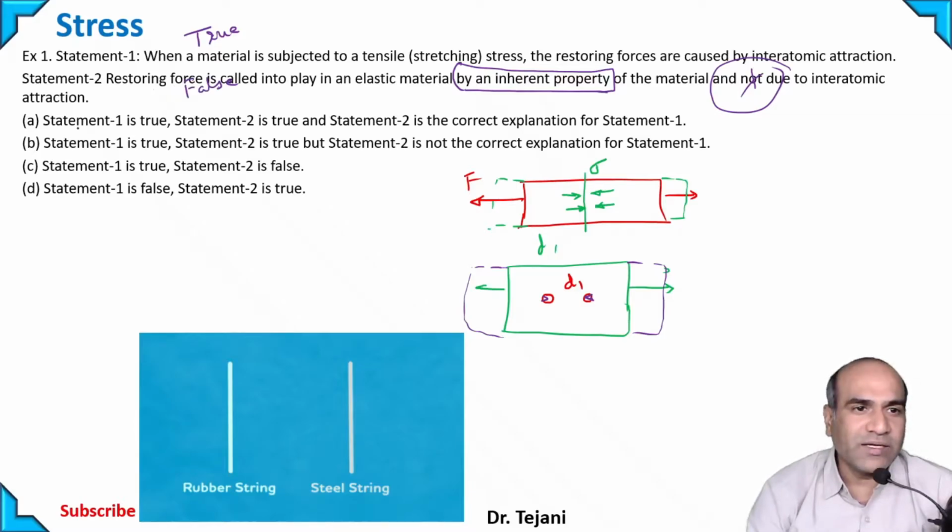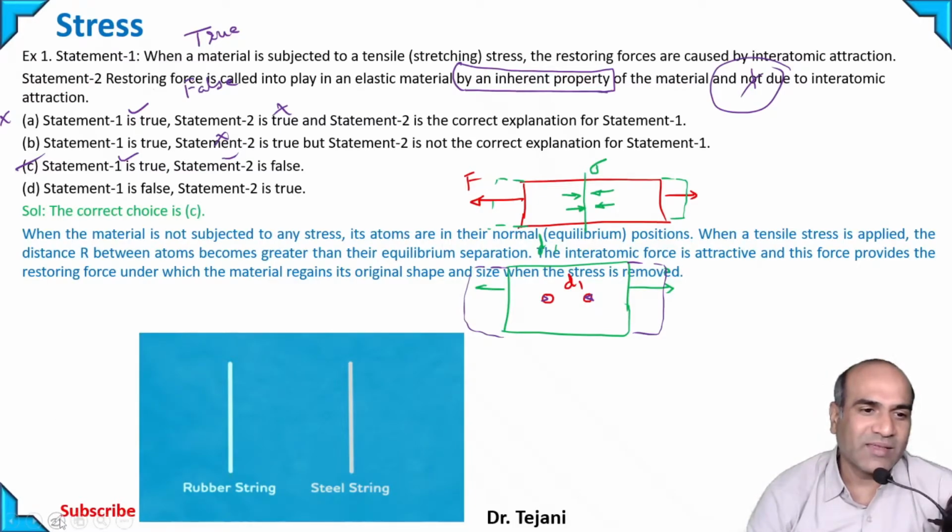So option A: statement one is true, yes. Statement two is true, no. So that is incorrect. B: statement one is true, statement two is true, no. C: statement one is true, yes. Statement two is false, yes. Answer is C. The correct choice is C.